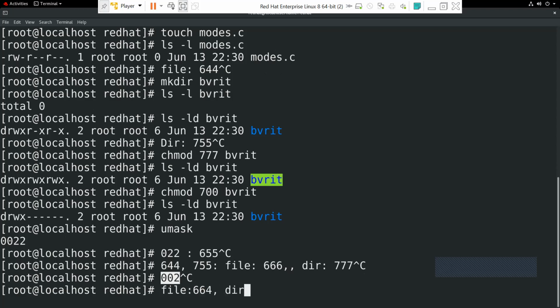Now what are the directory permissions by default, if the umask value is this one? Directory permissions. Here if it is 022, we got 755. Now you tell me. 775. Yeah, very good. 775. Just remember this.